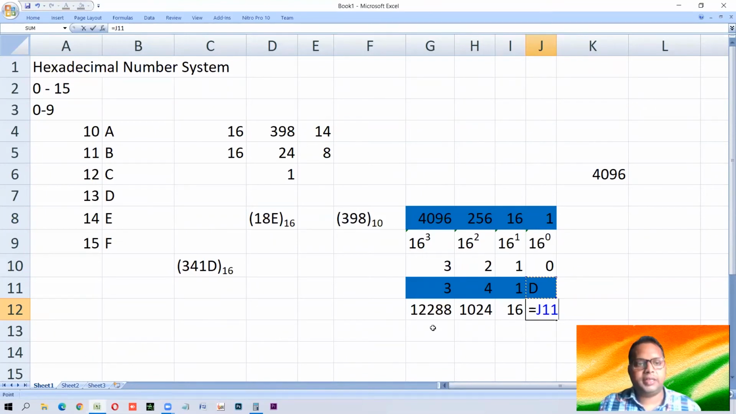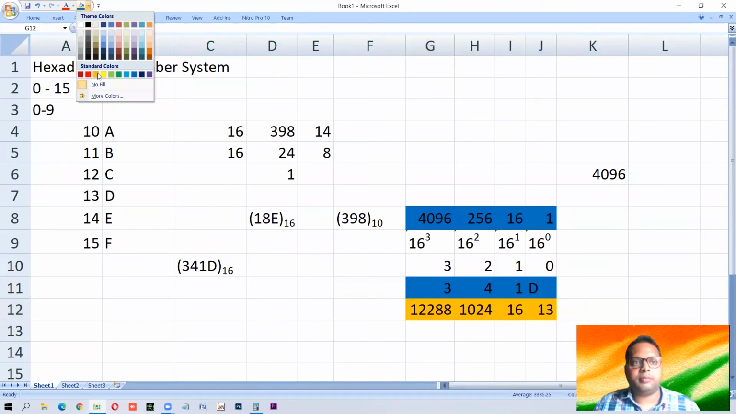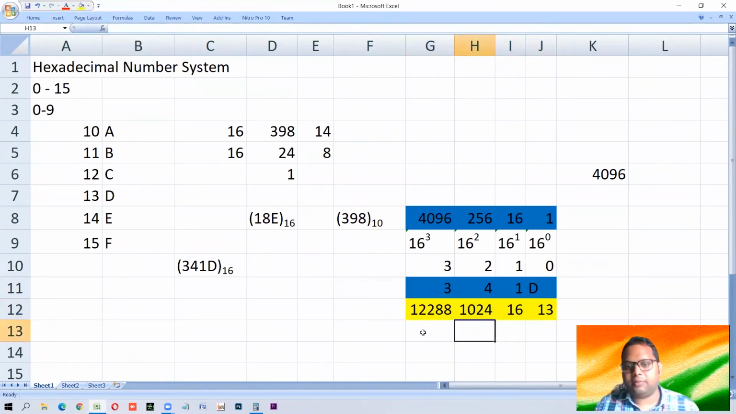So what is the value of D? D is 13. So in making the calculation, you have to write its original value 13 into 1, which gives this. Fine. Now what? We have to add all these numbers which are in yellow. So we can add it anyway. This plus this. Try to understand the cell references.